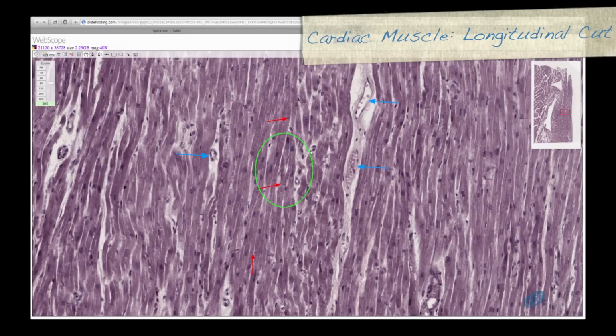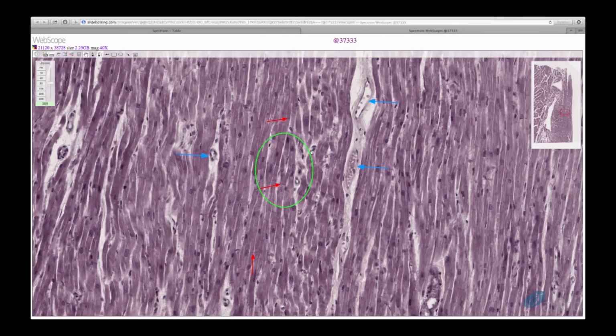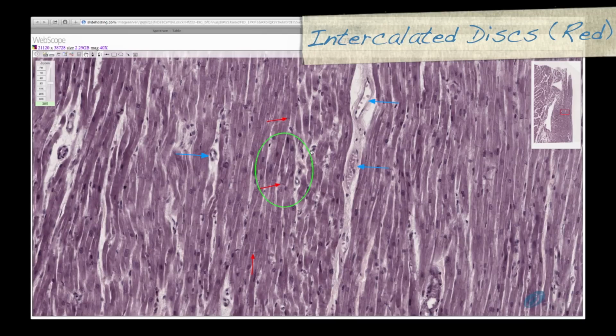We are now looking at a longitudinal section of cardiac muscle. Cardiac myocytes contain structures called intercalated discs. Several intercalated discs can be seen at the tip of the red arrows. Intercalated discs allow cardiac myocytes to act as a functional syncytium by attaching adjacent cells to each other.